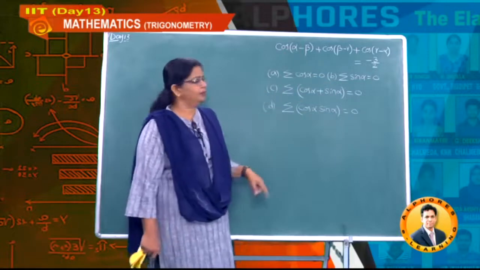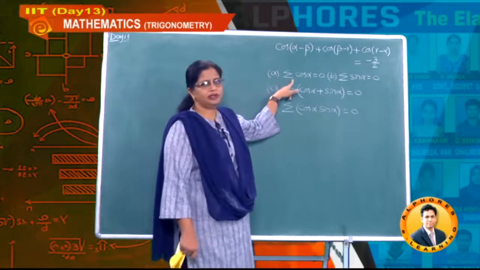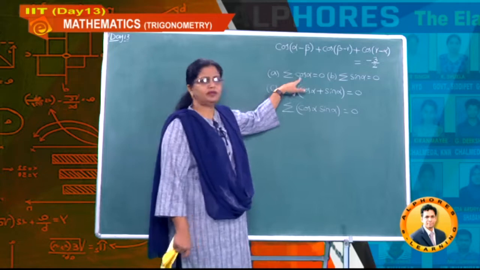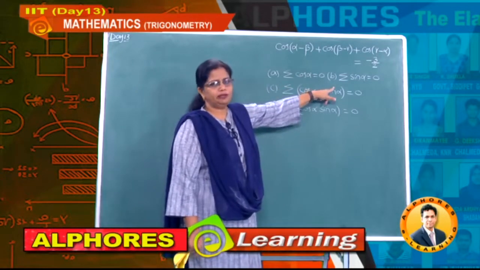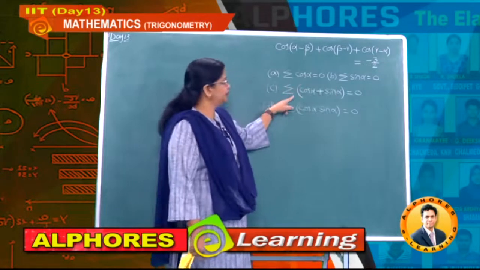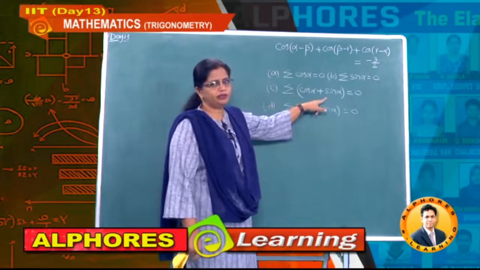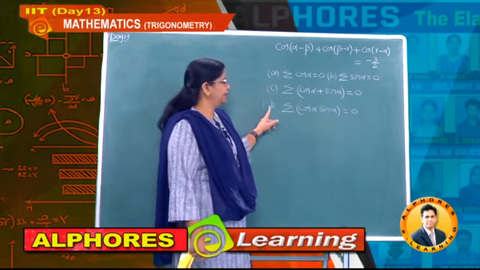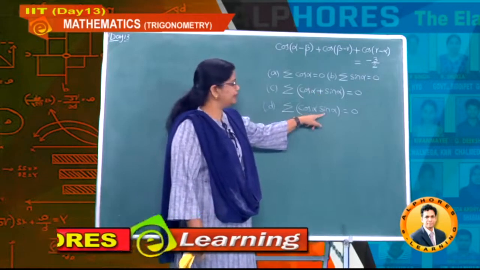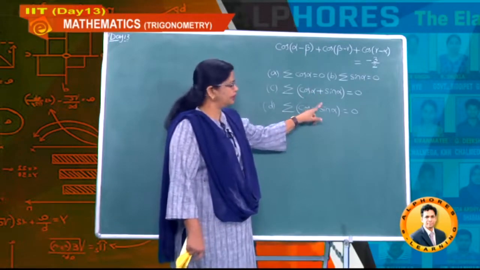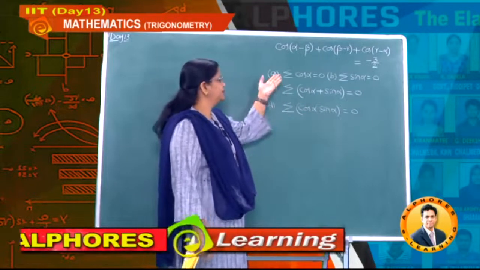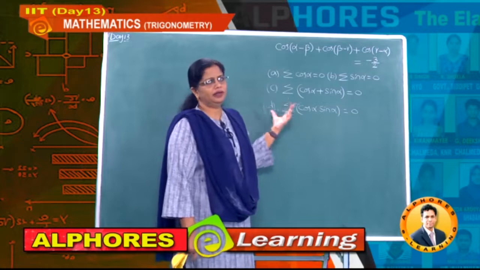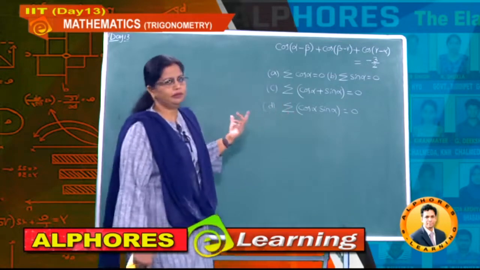Minus 3 by 2. Now the first option is cos alpha plus cos beta plus cos gamma is 0. In the same way the second one is in terms of sin, and the third is the sum of these two values, again 0. What is the meaning? Cos alpha sin alpha plus cos beta sin beta plus cos gamma sin gamma is 0. So which options are right here? Which of the options do we have to check?